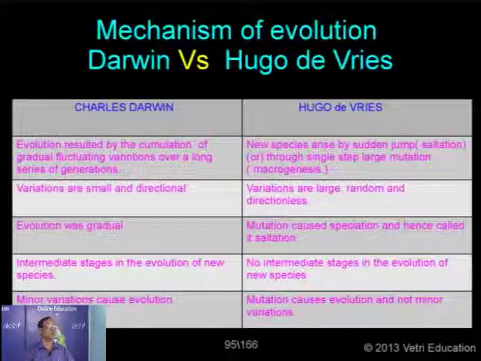Then the third one: according to Darwin, evolution takes place gradually. But one mutation caused speciation or evolution in a single step, and hence we call it a sudden jump or saltation. It is not gradual. It happens all of a sudden, resulting in the formation of a new species.